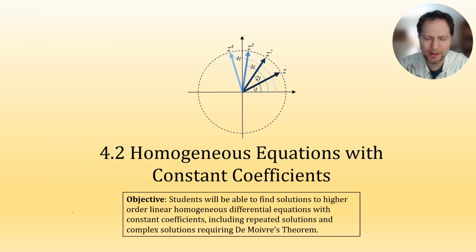So today we're going to talk about 4.2, homogeneous equations with constant coefficients, and all that pre-calc stuff that I keep hinting at is going to come right into play, including, like it says in the box, de Moivre's theorem, which we just referenced.